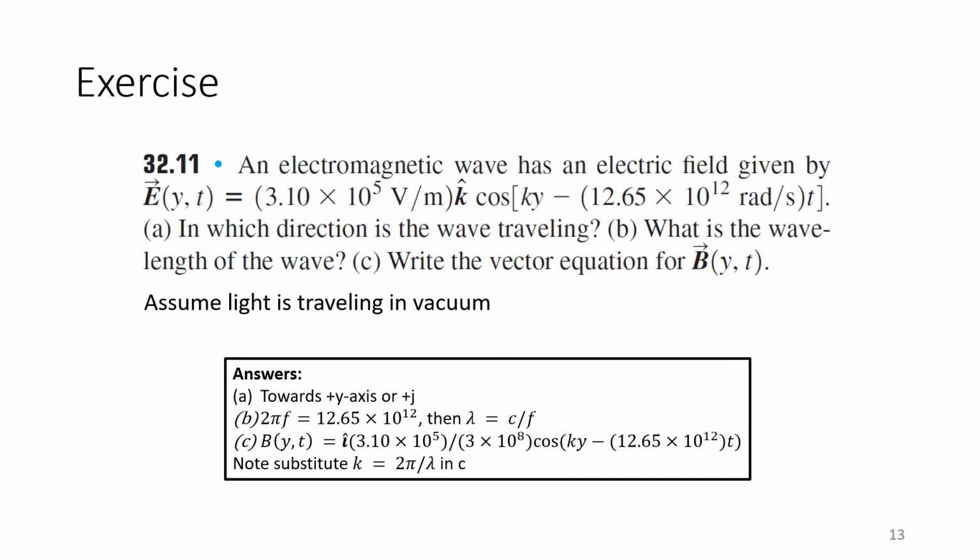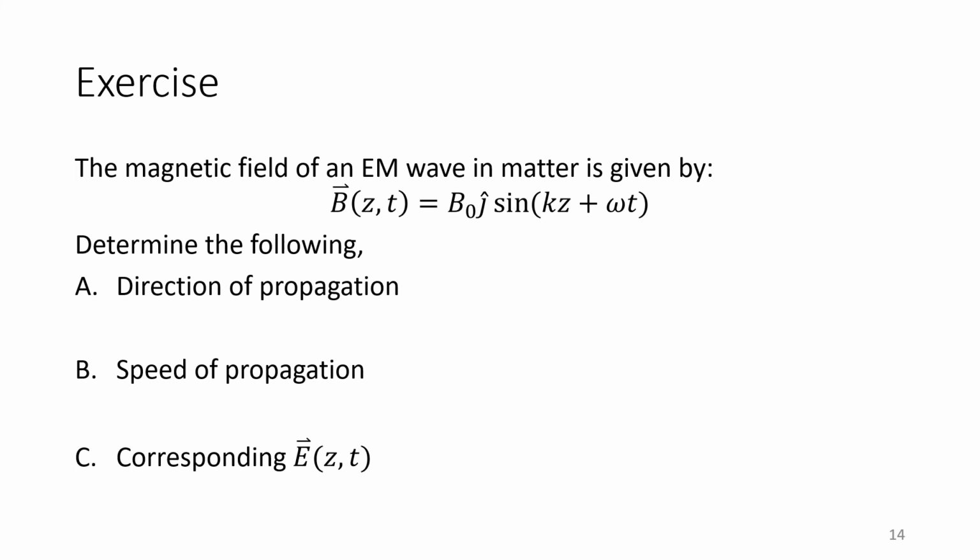For the second item, we consider the magnetic field of an electromagnetic wave traveling in a medium. And this is given by B(z,t) is equal to B naught times j hat times sine (kz plus omega t). We are asked to determine the following: the direction of propagation, the speed of propagation, and the corresponding electric field. So since no explicit values are given, we're just going to answer with expressions. Looking at the argument of the sine function, we know that the EM wave is traveling in the negative z direction, so it's negative k hat.